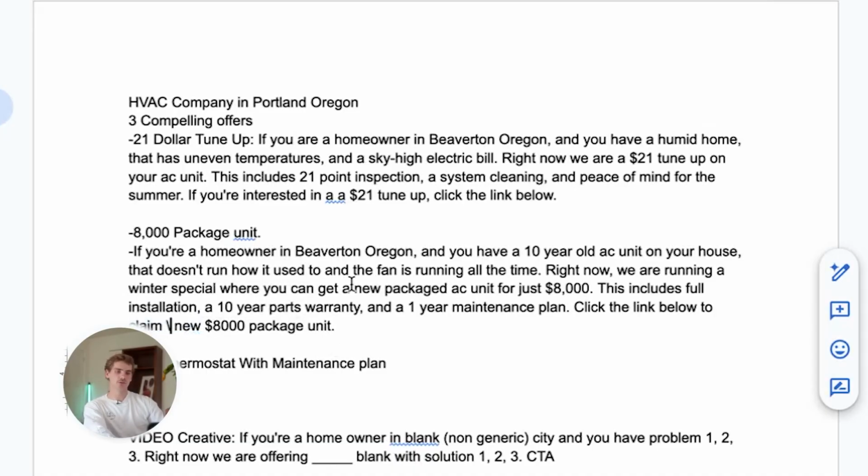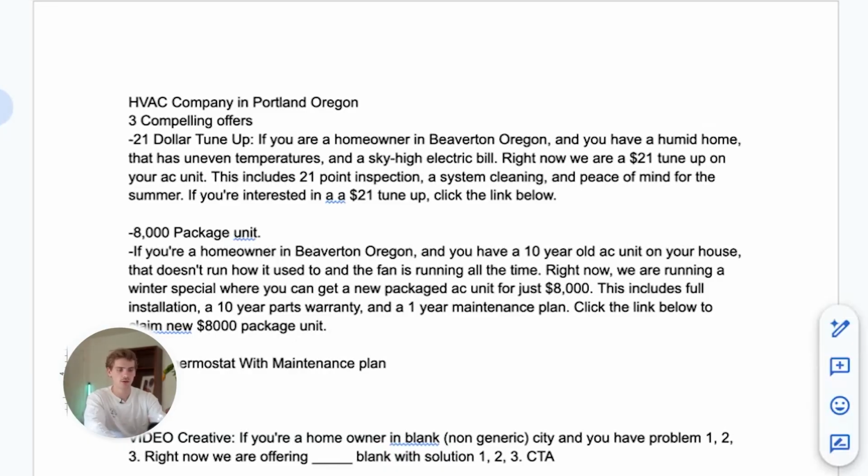This, I would add a visual, just FYI, of what a package unit is so people aren't confused, because most people don't know the difference between a package unit and a split unit. But all right, finally, let's do the free thermostat with the maintenance plan. So same thing. Remember, exact same framework. We want to keep doing it.